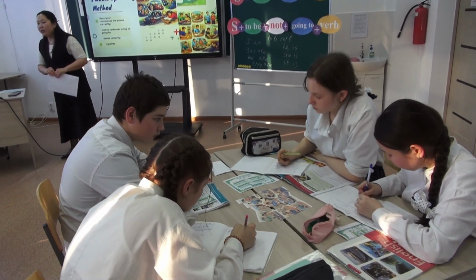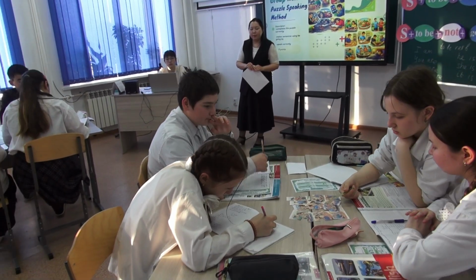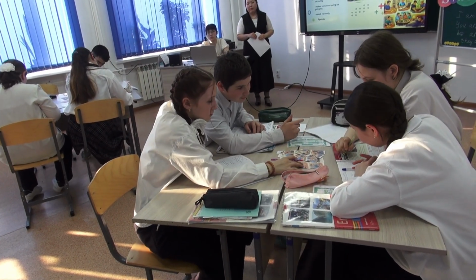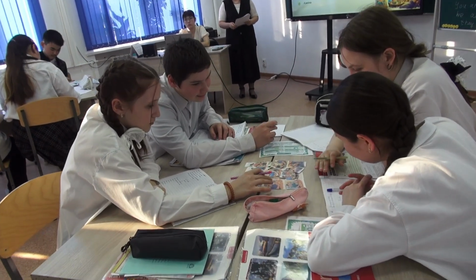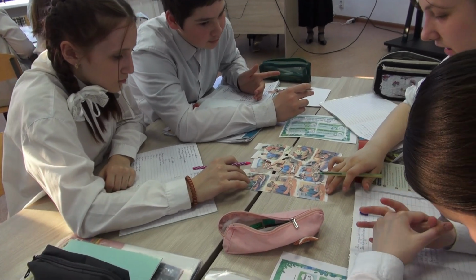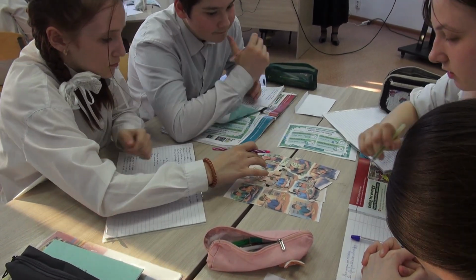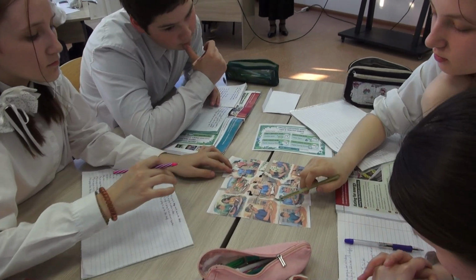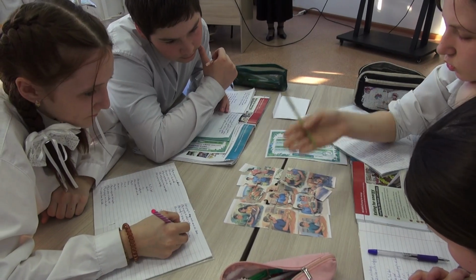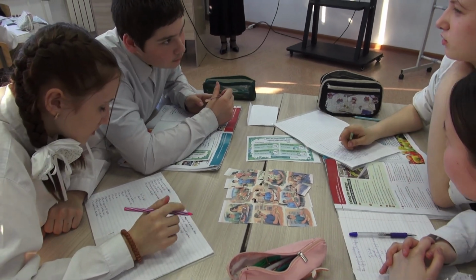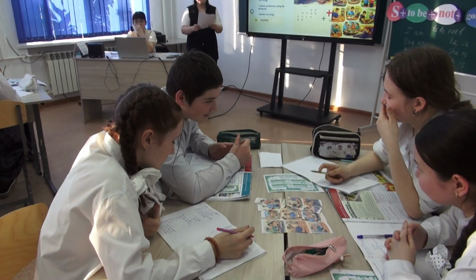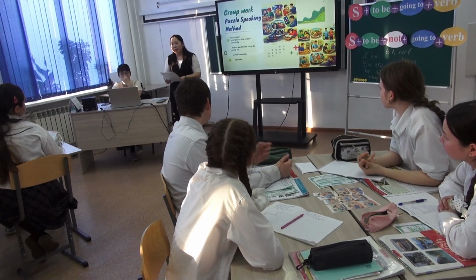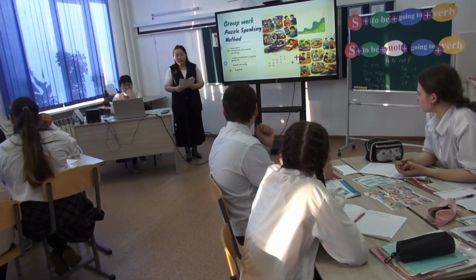So, children, you have 1 minute. It must be clean a table. Okay, time is up. Groups, the first group, the second group, time is up. Now, you should read 1 sentence, 1 by 1, okay? Alihan, start, please, your sentences.